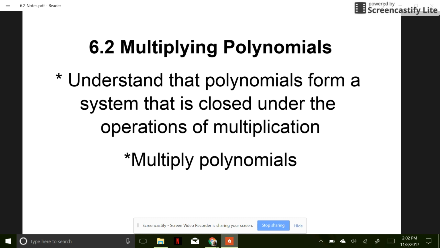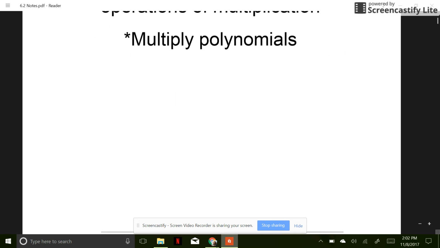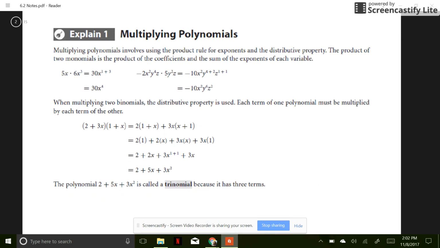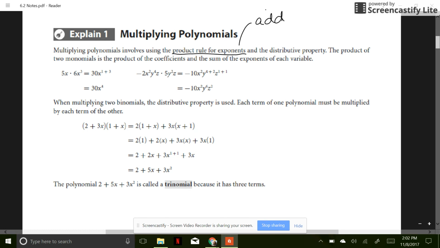So today we're looking at section 6.2, multiplying polynomials. Multiplying polynomials involves using the product rule for exponents. Now, if you need a refresher, that means when we multiply two exponents, we add the values of the exponents. And the distributive property. So those are the two main identities that we're using here.